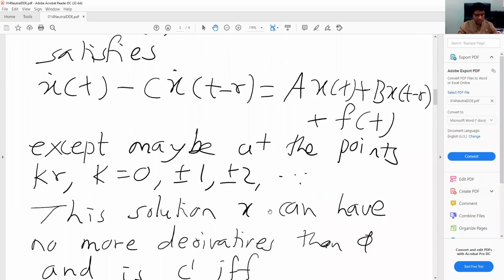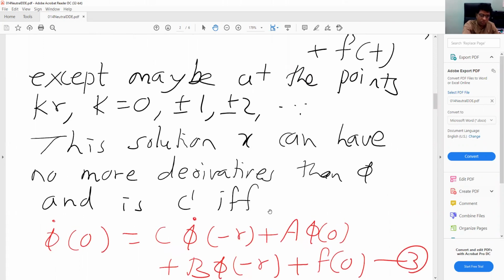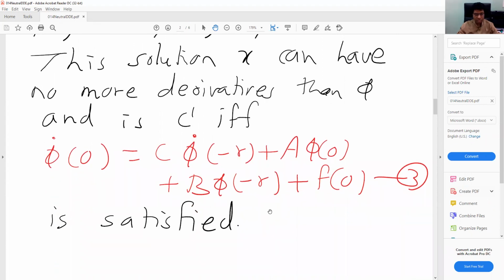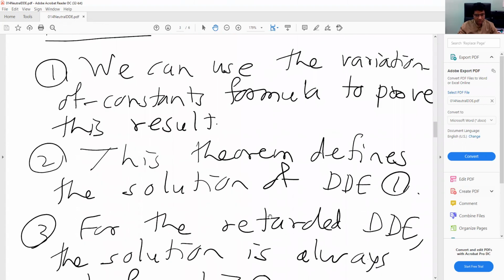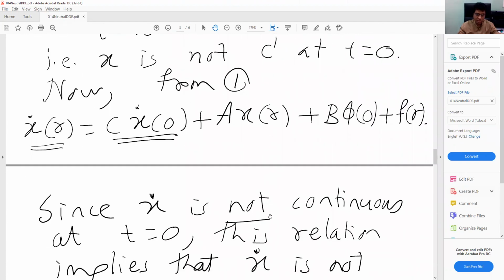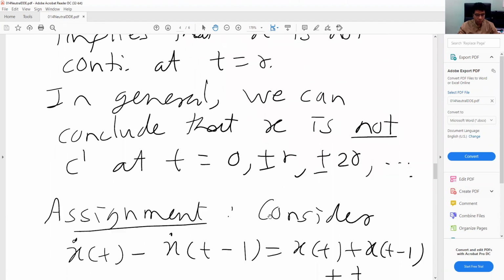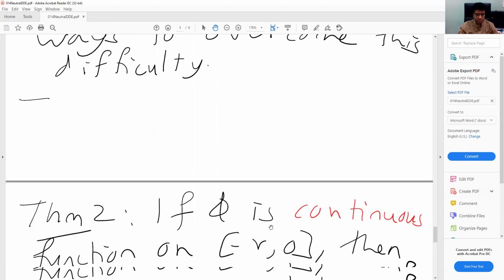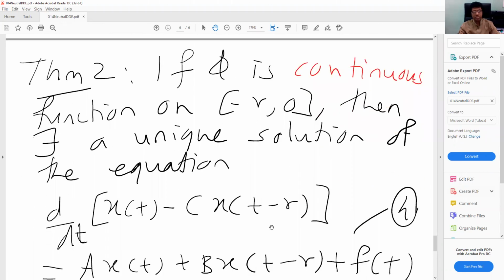So in the first result, there were some points which were excluded. These are kr, where k is 0, plus minus 1, plus minus 2, etc. And then we provided another theorem where such restriction is removed. This is theorem 2. It is also an existence uniqueness theorem.